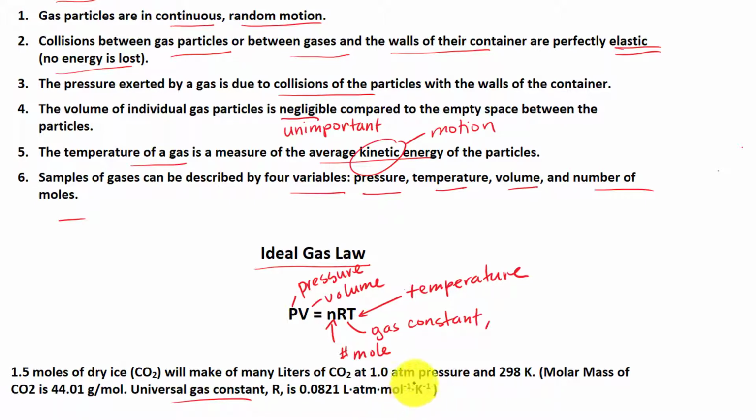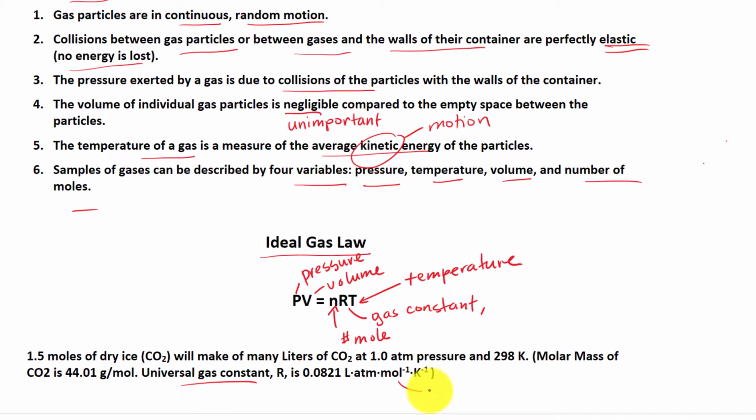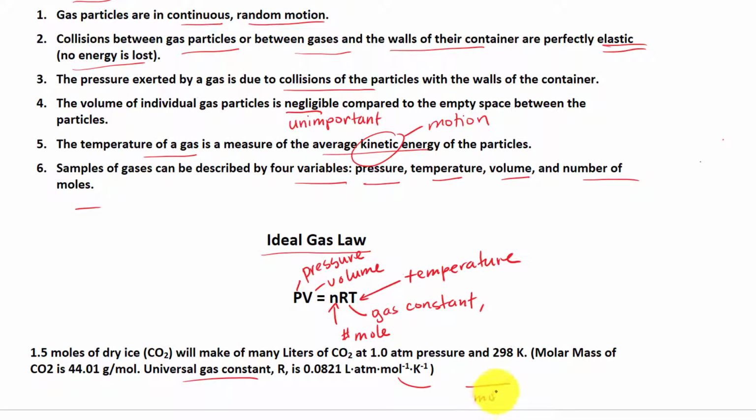Now, the reason why it is over is because of that negative right there. That negative indicates that mole is on the bottom. So mole and Kelvin are on the bottom, where liter and atm are on top. So keep that in mind. This is the result of the power of -1.